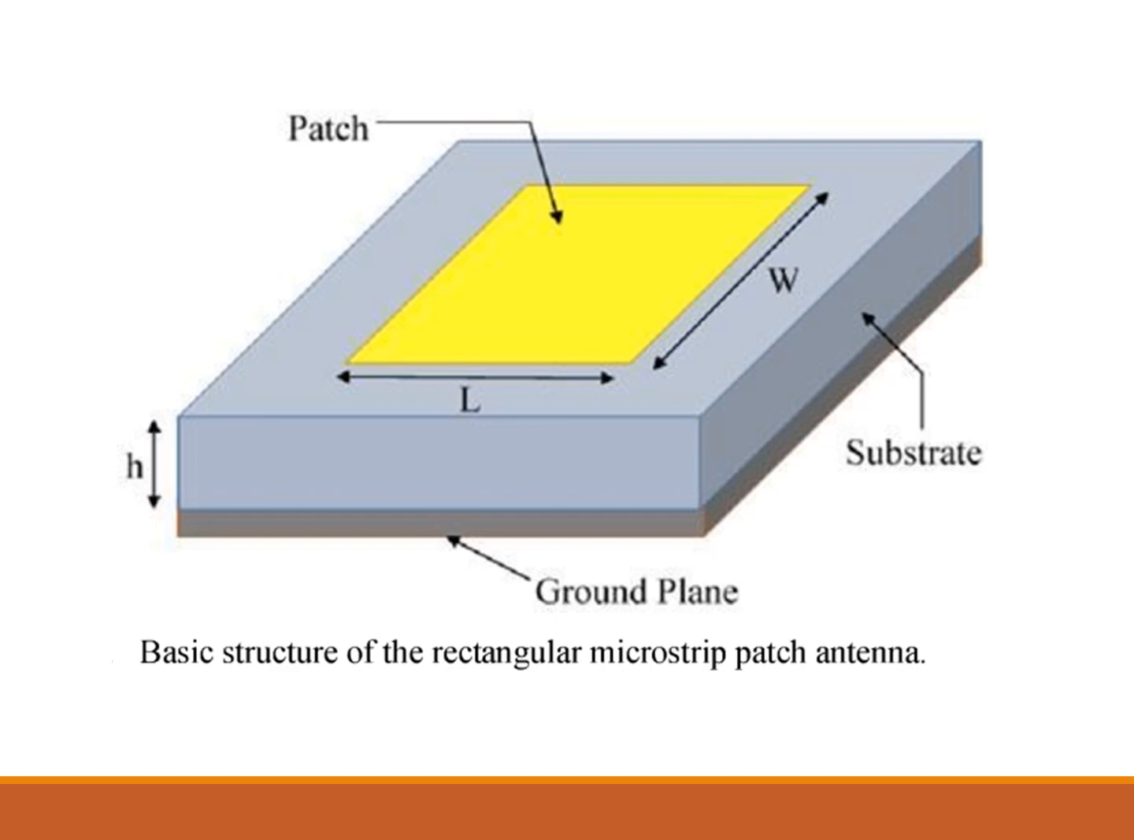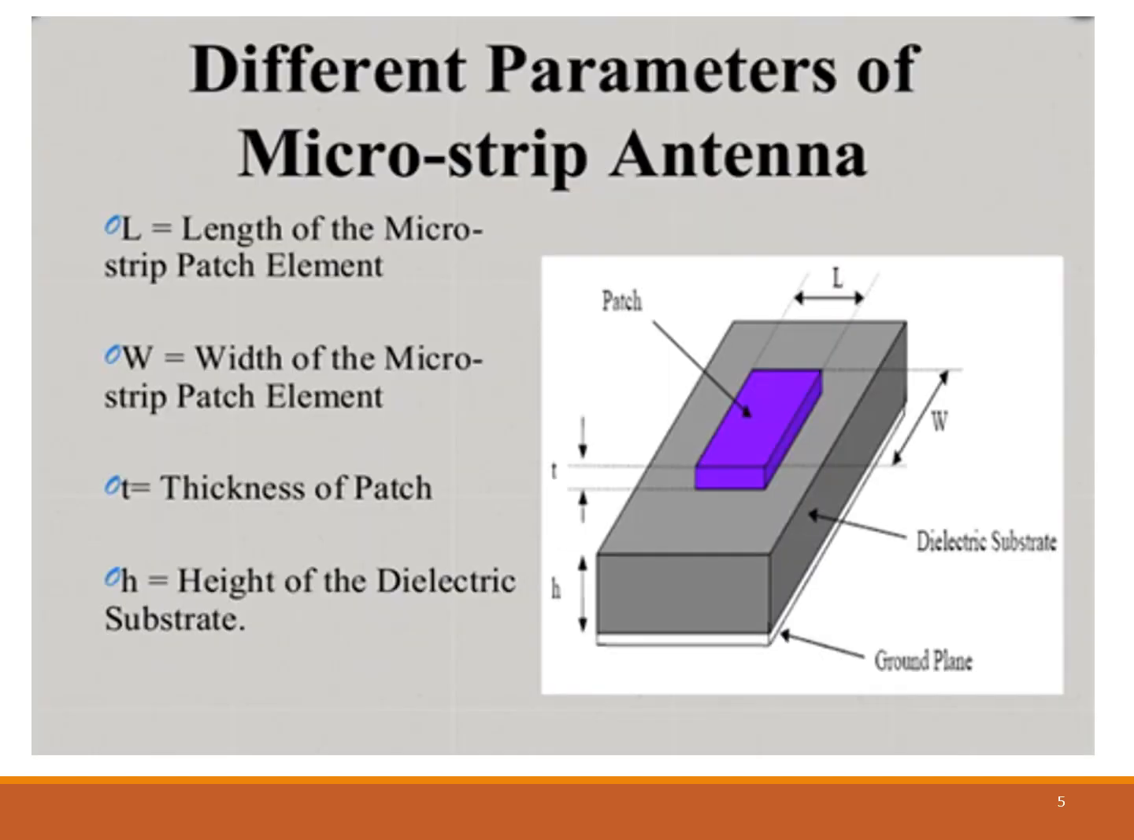Now look at this diagram. This diagram shows a clear view of it. The yellow one shows the radiating patch. L is the length of the patch, W is the width of the patch, and this is the dielectric substrate, and H is the height of the dielectric substrate. Then on the other side you have the ground plane. So this is the basic structure of a microstrip patch antenna.